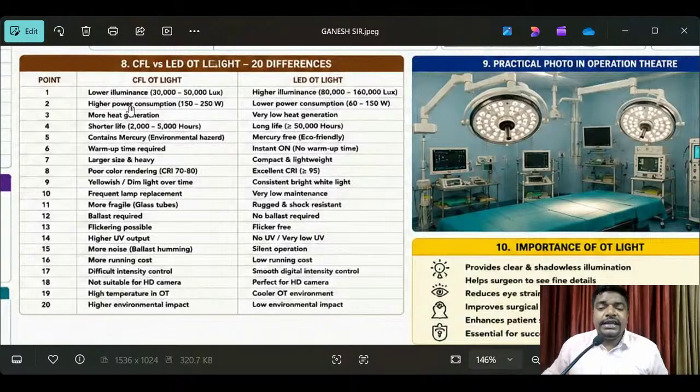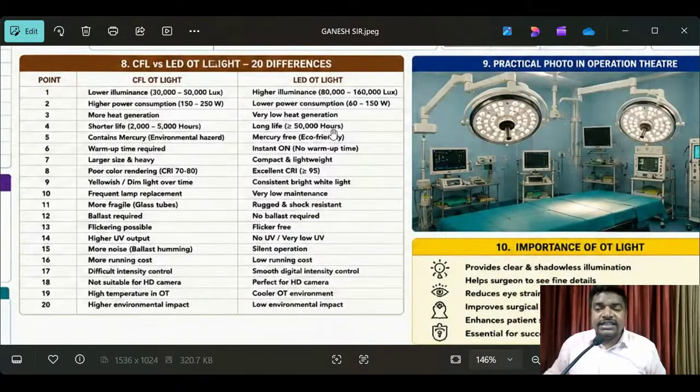Second point I'm going to see here, CFL light, higher power consumption 150 to 250 watts. Okay, LED lower power consumption 60 to 150 watts. Next, CFL more heat generation. Third point, see here, LED very low heat generation. And fourth point, CFL shorter life 2000 to 5000 hours, and LED long life greater than or equal to 50,000 hours.